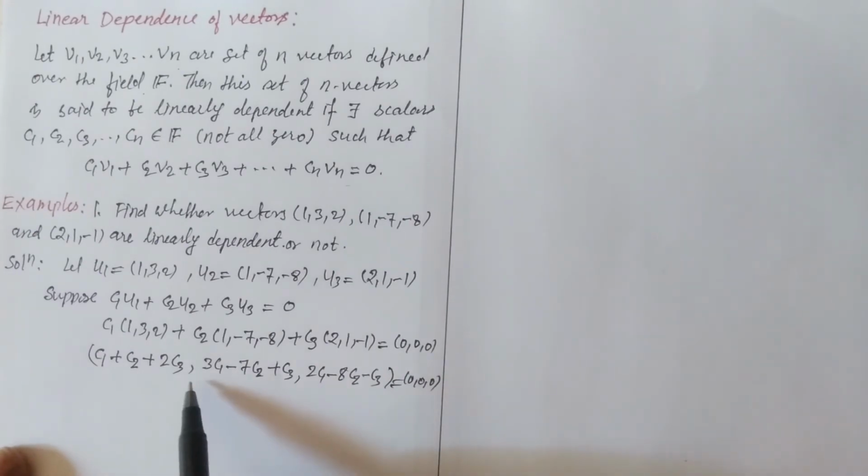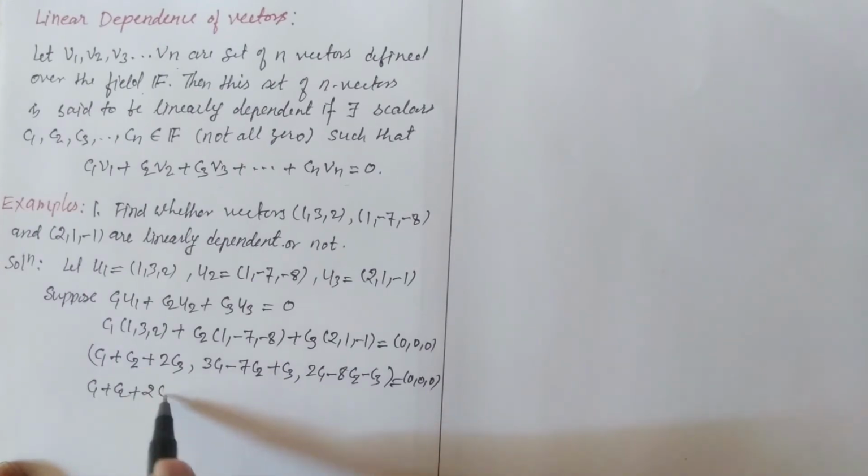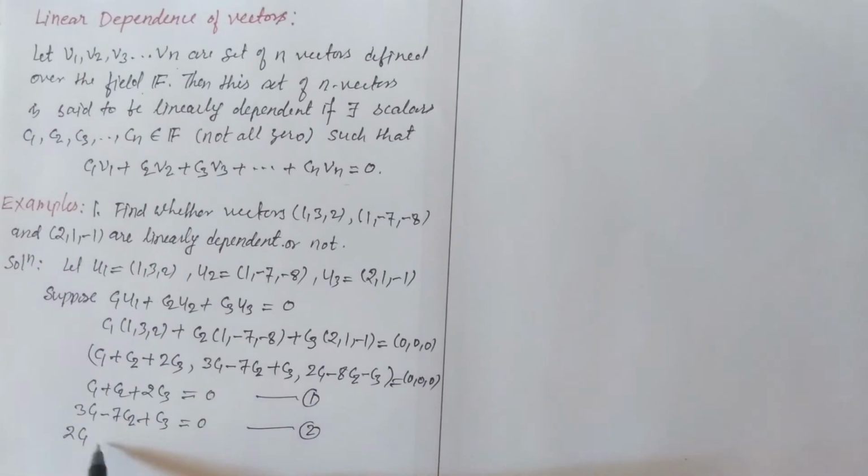Now from this we will have three linear equations. So first one is c1 plus c2 plus 2 times c3 equal to 0. Name this equation number 1. And then 3c1 minus 7c2 plus c3 equal to 0. Name this equation number 2. And the third one 2c1 minus 8c2 minus c3 equal to 0. Name this equation number 3.